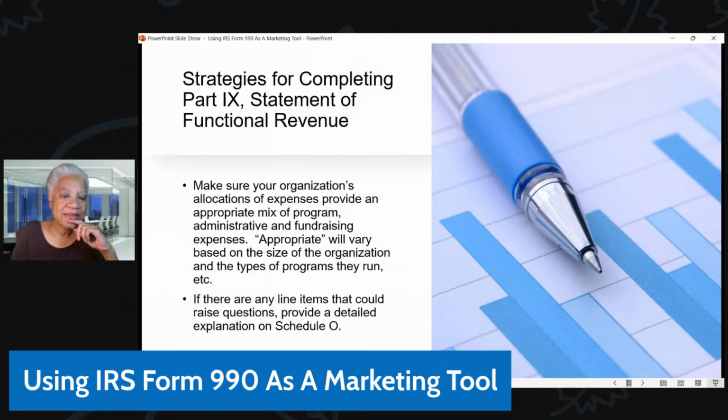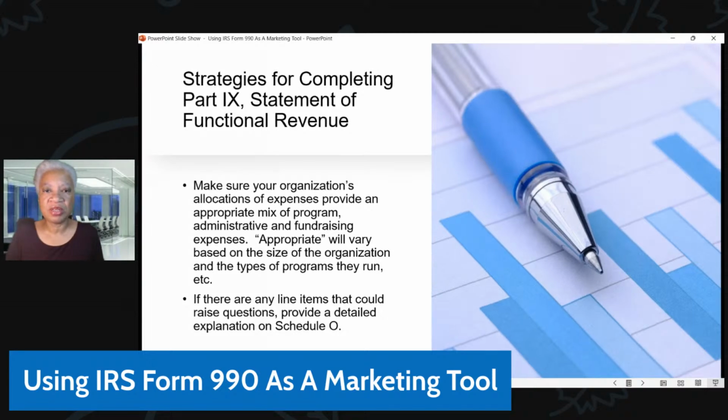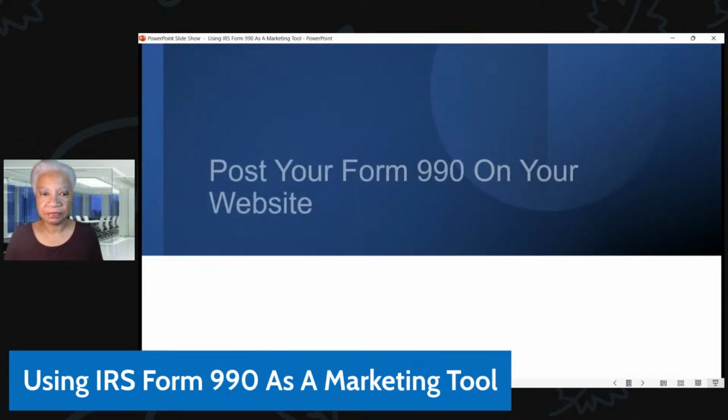If there are any line items, again, that look questionable, then you might want to put a footnote. And when I say footnote, you might want to explain in Schedule O anything, like I said, be proactive. Anything that looks a little different than it normally does, anything that might look a little different from similar organizations, you might want to use Schedule O to explain. All right.